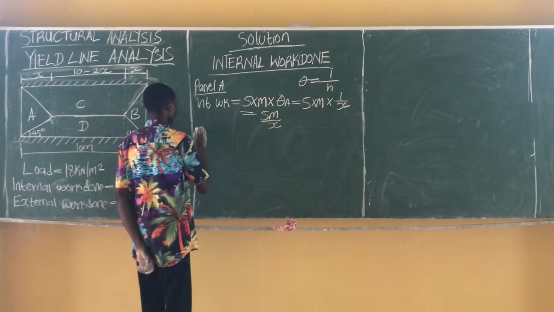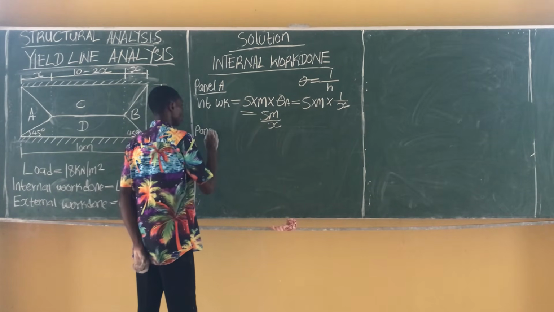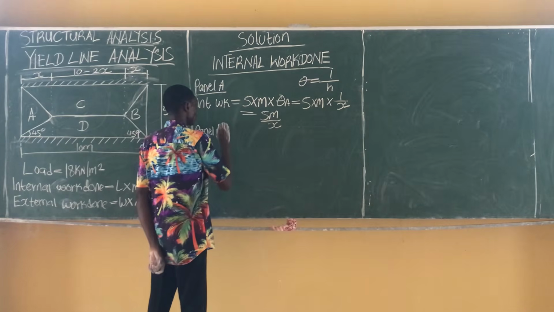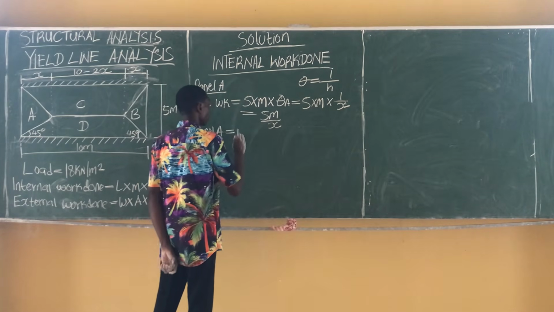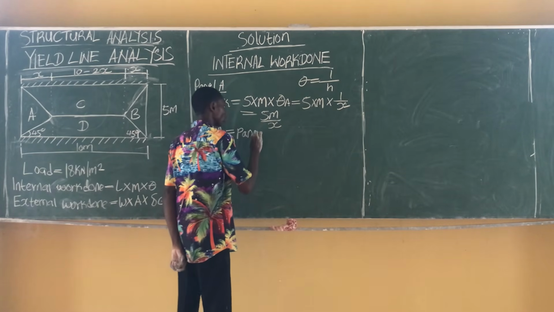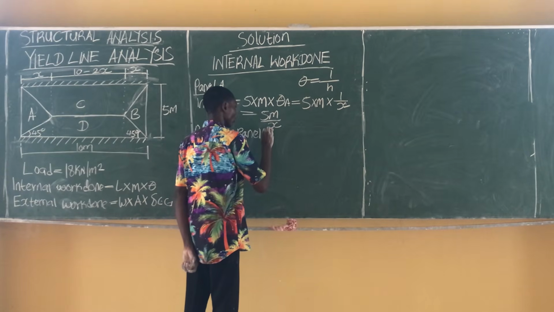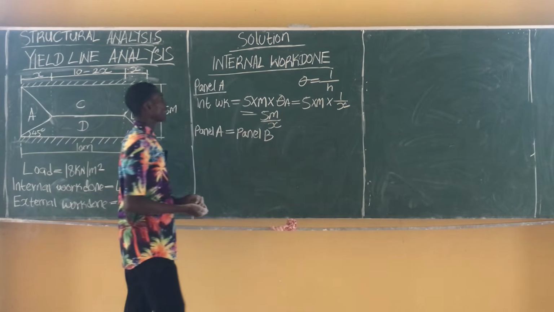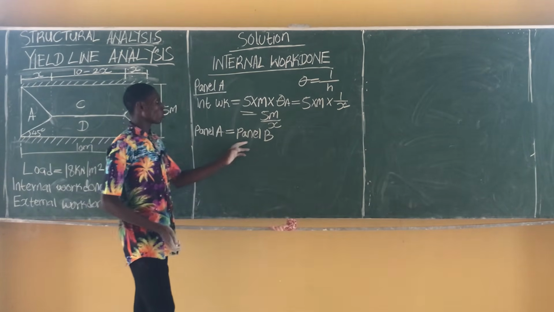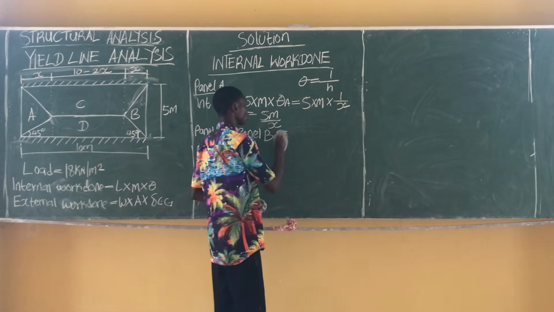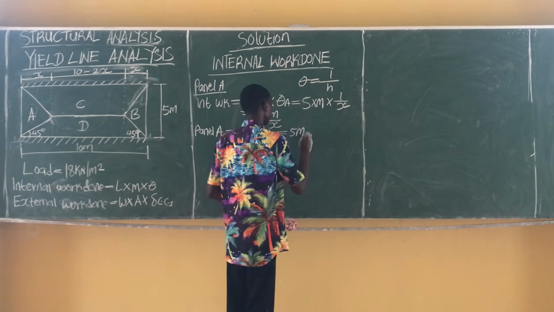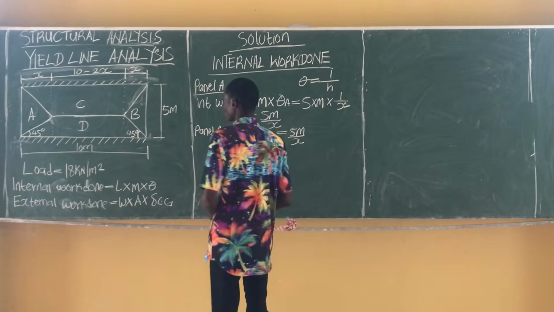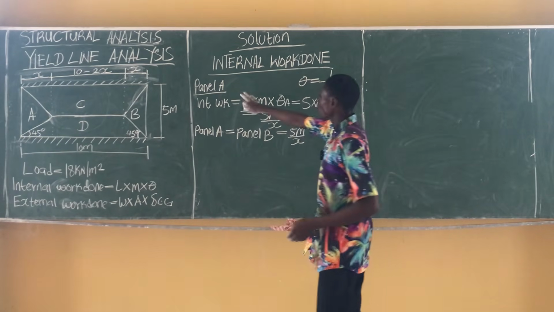We know that panel A is equal to what? Panel B. So the internal work done at panel A is equal to the internal work done at panel B, and that is equal to what? 5M over X. Alright, so we have gotten it for panel A.